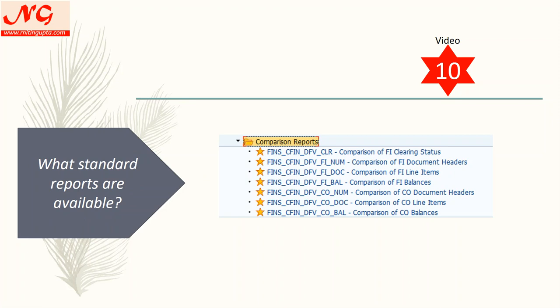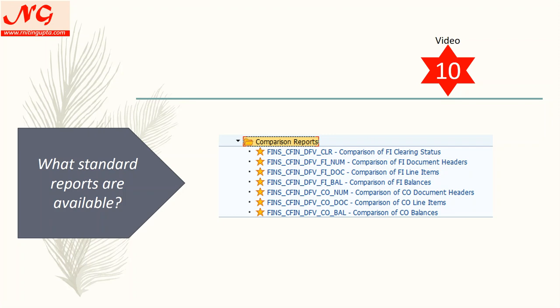What standard reports are available? Very interesting question. If you see on the screen, the transaction codes are given. I've specifically taken out the transaction codes to ensure you know what they are. I'll talk about the first one later. If you see the bottom six, CFIN_DFV_FI_NUM compares the document headers of the FI document. FI_DOC compares the line items of the FI document to ensure everything matches. What is in BSEG is compared to what is in CFIN, and what is in BKPF is compared by FI_NUM in CFIN.